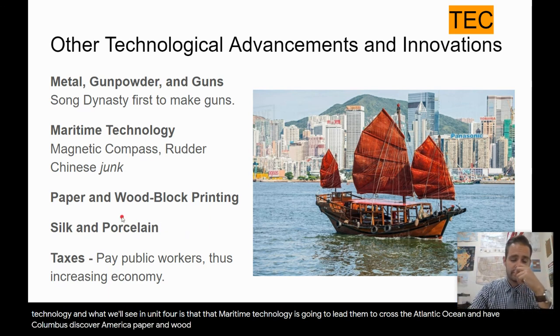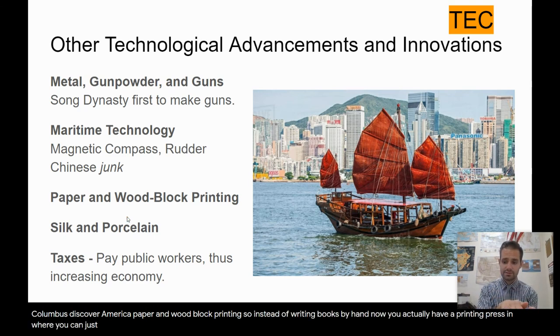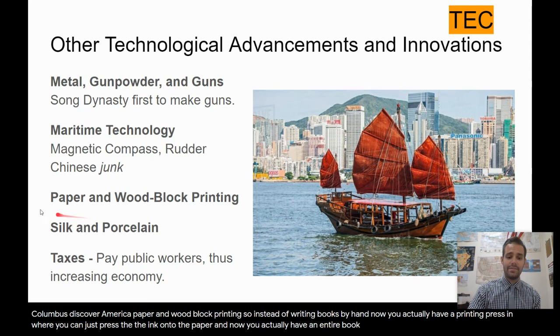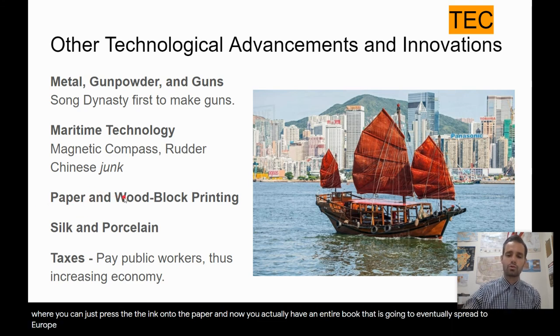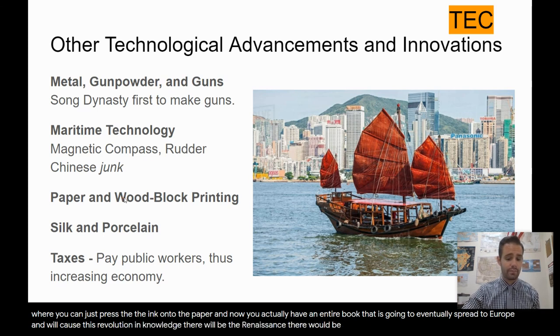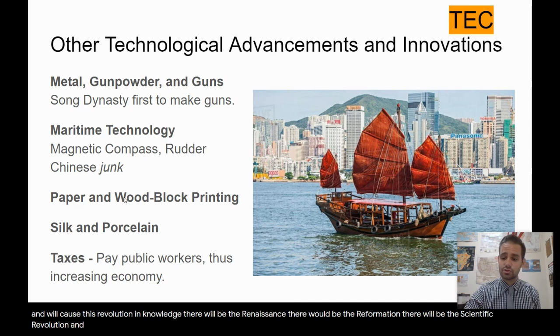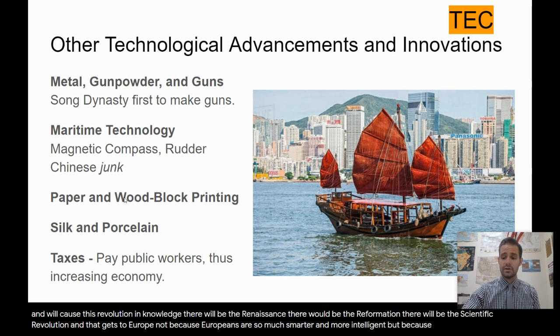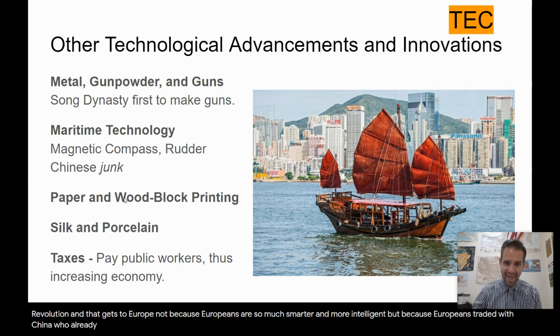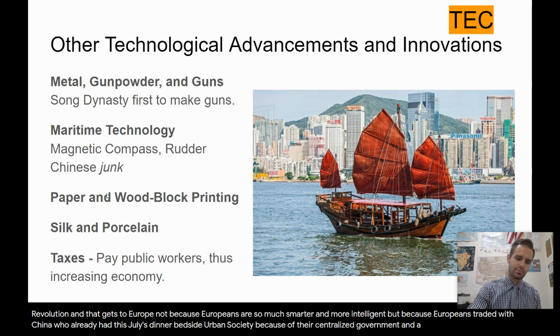Paper and woodblock printing. So instead of writing books by hand, now you actually have a printing press, where you can just press the ink onto the paper, and now you actually have an entire book. That is going to eventually spread to Europe and will cause this revolution in knowledge. There will be the Renaissance, there will be the Reformation, there will be the scientific revolution, and that gets to Europe, not because Europeans are so much smarter and more intelligent, but because Europeans traded with China, who already had this woodblock printing because they had a more centralized and urban society because of their centralized government and agricultural productivity.